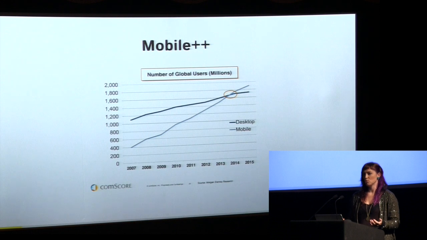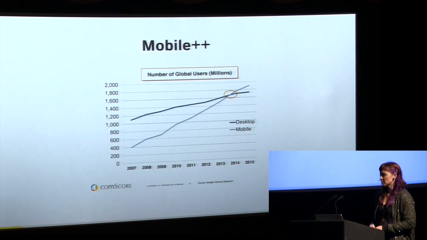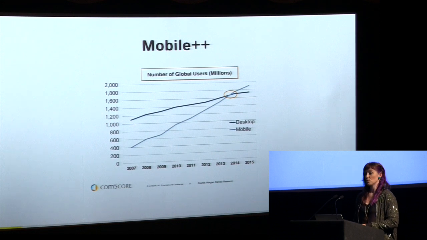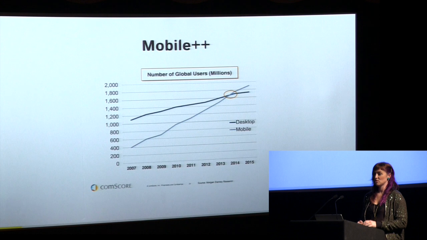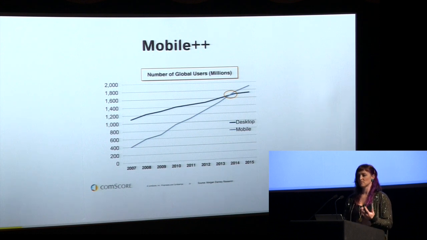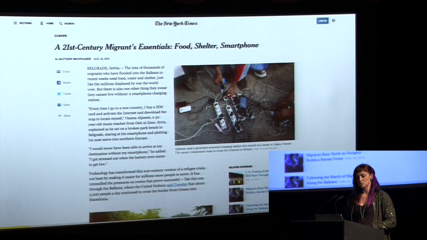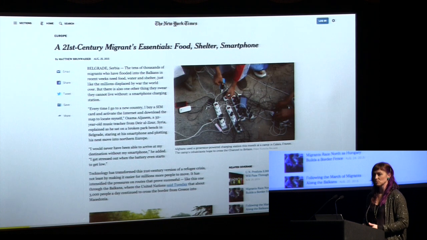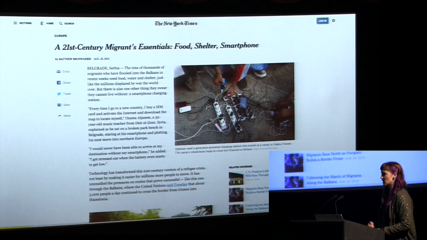So there's no question, mobile is growing, it's here to stay. In 2014, the number of people who connect to the internet using only a mobile device surpassed the number of people who connect using desktop. That's huge. It's really significant how many people are using their mobile devices only. And across the world, this is really significant. Recently, there was this article in the New York Times about a 21st century migrant's essentials, including food, shelter, and a smartphone. Smartphone allows people to connect people back home, figure out where you're going.